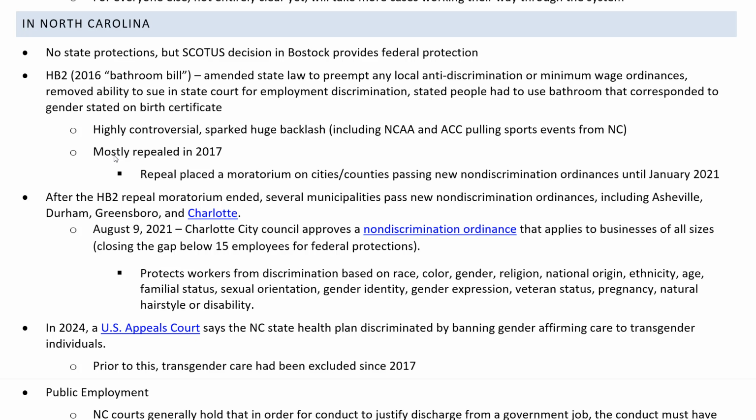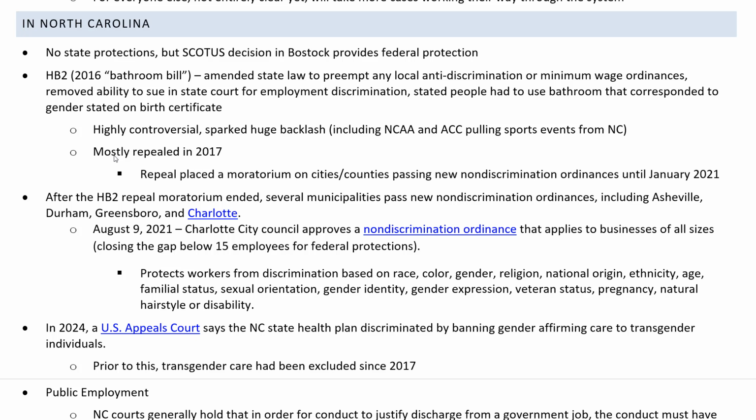Mostly, this was repealed in 2017, but the repeal placed a moratorium on cities and counties passing new non-discrimination ordinances until January of 2021, after which we saw some municipalities like Asheville, Durham, Greensboro passing some new non-discrimination ordinances.